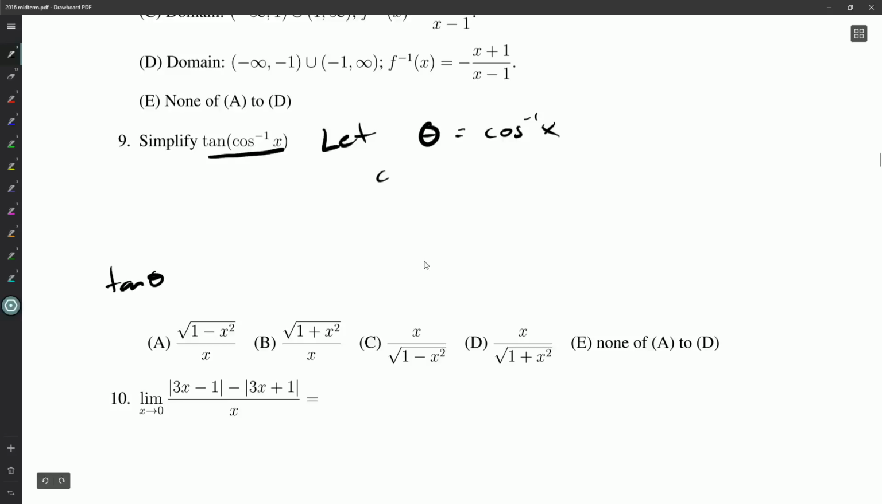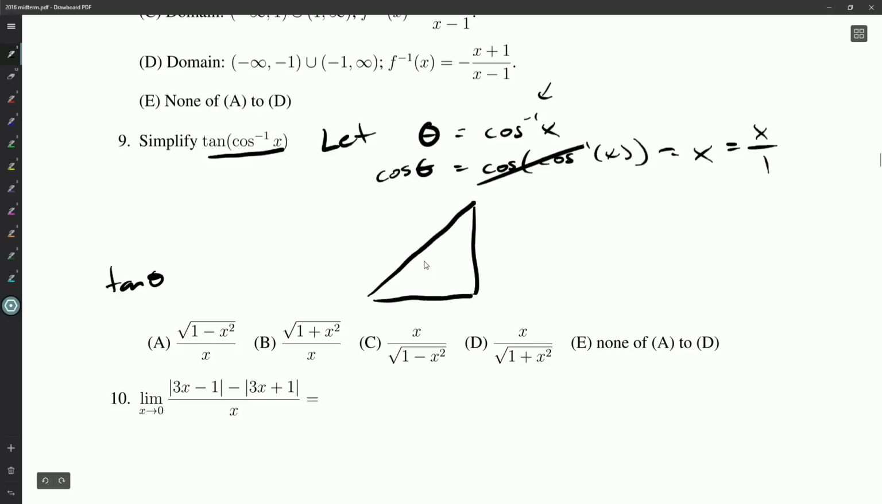If I apply cosine to both sides, in order to cancel out this cos to the minus 1, well, they cancel and I'm just left with x. Cos theta is equal to x. A better way to write it is x over 1. Now we use SOHCAHTOA. Remember, cosine is adjacent over hypotenuse, so if we put an x here and a 1 here, I can now solve for the other side using a little bit of the Pythagorean theorem.